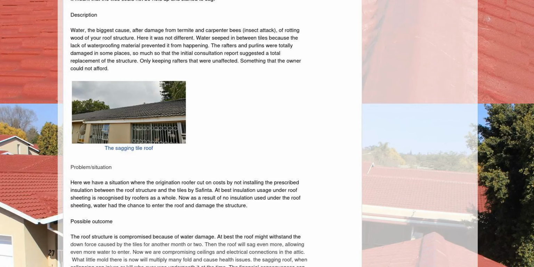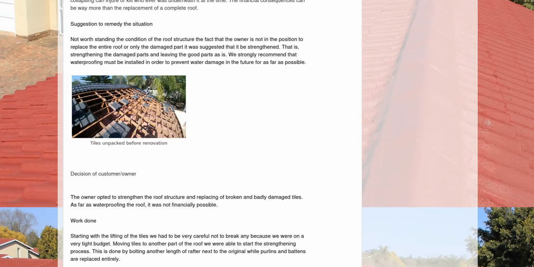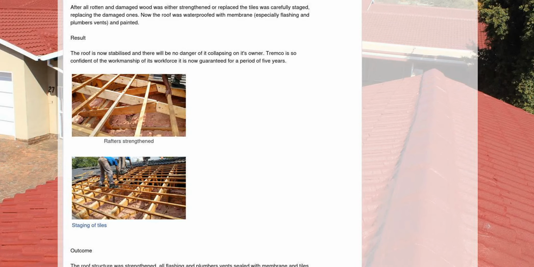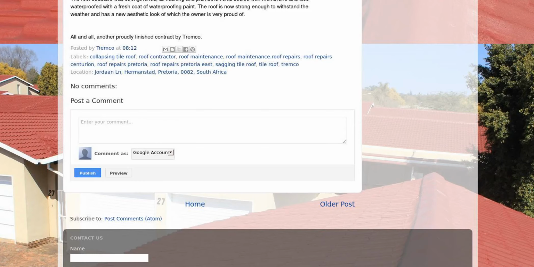Problem, situation. Here we have a situation where the original roofer cut on costs by not installing the prescribed insulation between the roof structure and the tiles. At best, insulation usage under roof sheeting is recognized by roofers as a whole. Now, as a result of no insulation used under the roof sheeting, water had the chance to enter the roof and damage the structure.